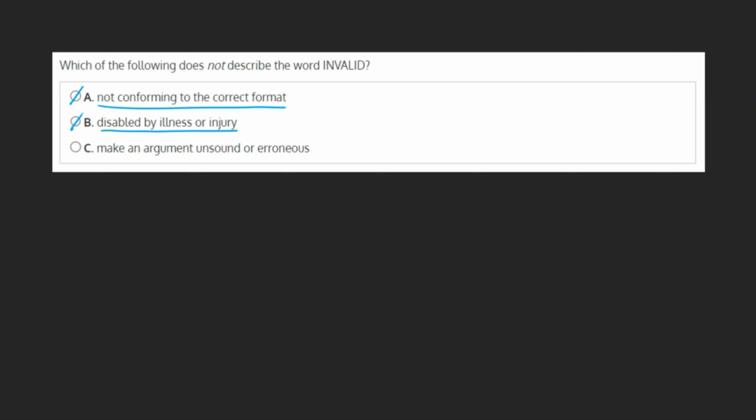We are left with C. Make an argument unsound or erroneous. This is actually describing the word invalidate, which, although it obviously shares a root with our word, is actually its verb form, as opposed to its adjective form. Because this choice doesn't accurately describe the word invalid or invalid, we can mark it as our final answer.